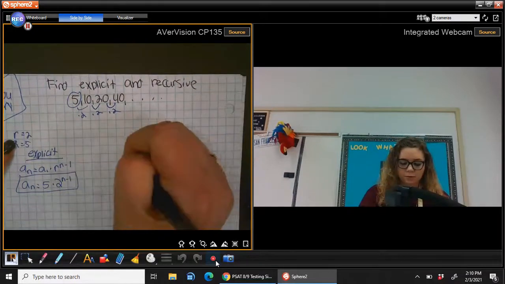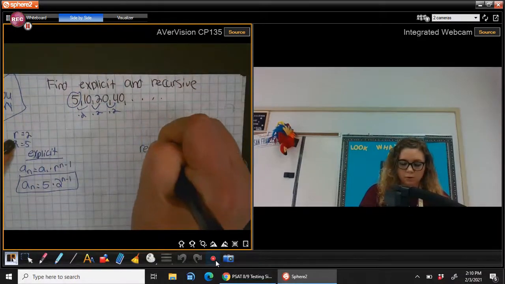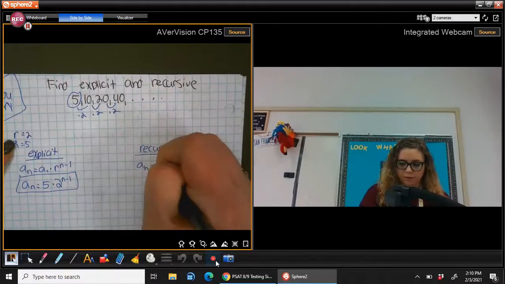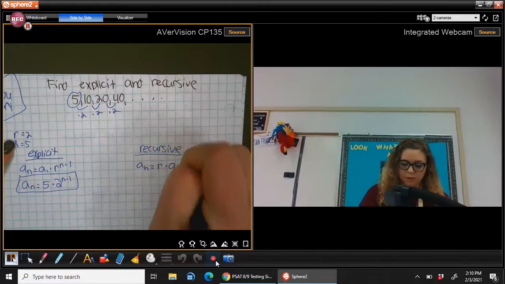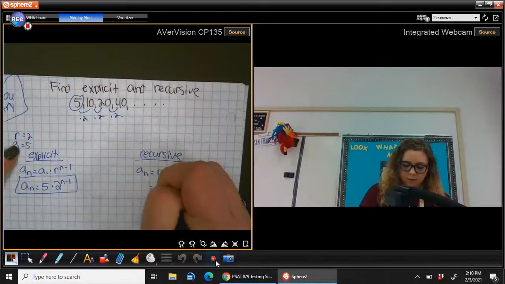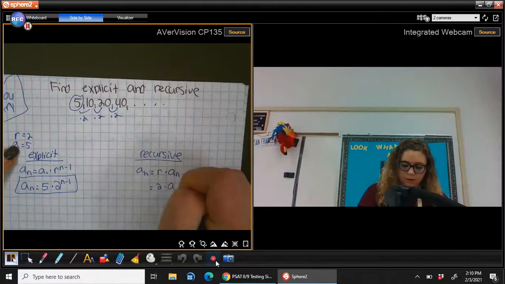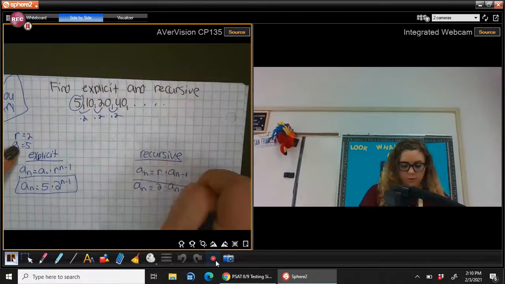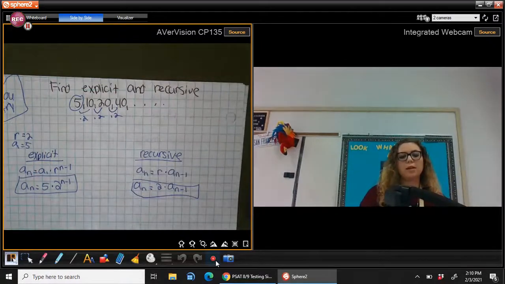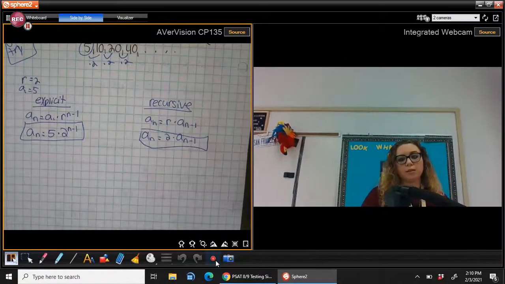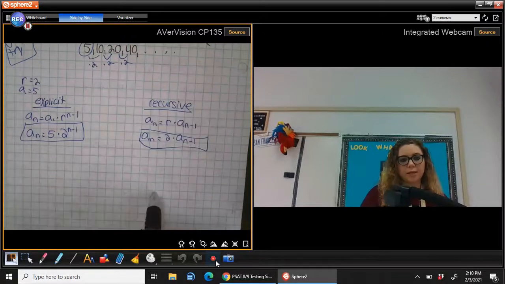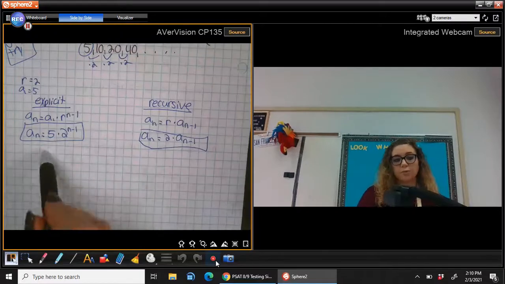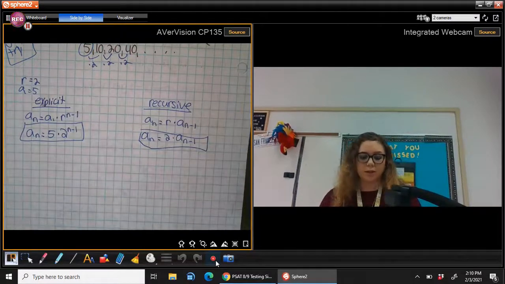Now recursive. That formula is a(n) equals r times a(n) minus 1, so a(n) equals 2 times a(n) minus 1. We don't know until we know what they want us to find. So those are the two formulas for this. Both mean the same thing, except this one will give you smaller numbers. This one works when they want you to find something outrageous.